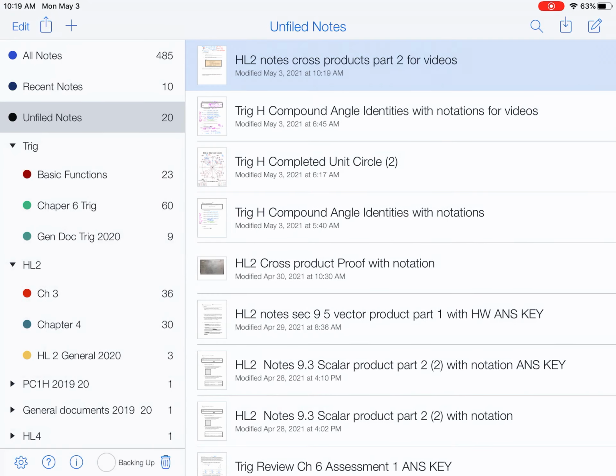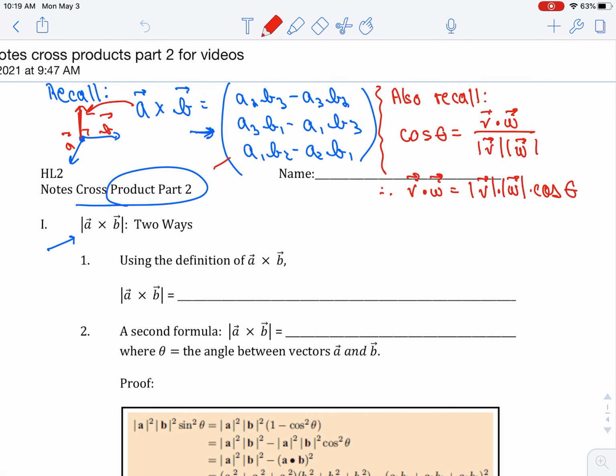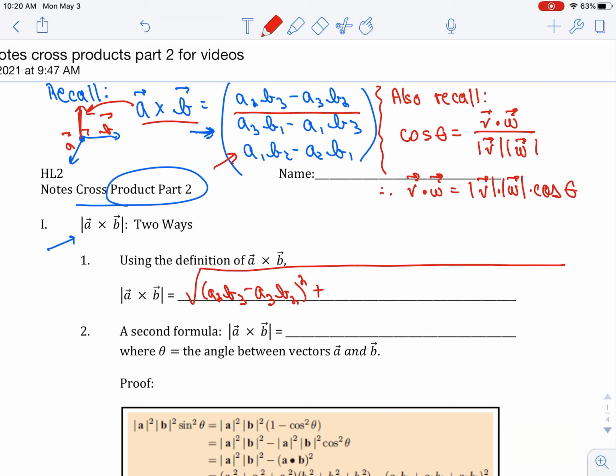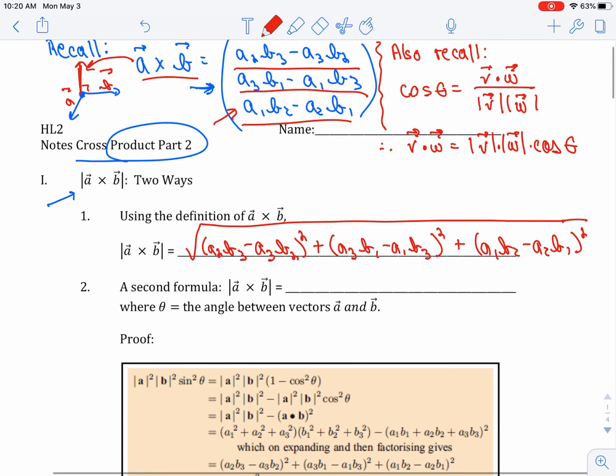Well, one way we can find magnitude is just going back to the definition of magnitude. We've got the component form of our cross product, and so the magnitude would just be the square root of, and then it would be this squared, so it's kind of a mess: (A sub 2 B sub 3 minus A sub 3 B sub 2) squared, plus (A sub 3 B sub 1 minus A sub 1 B sub 3) squared, plus (A sub 1 B sub 2 minus A sub 2 B sub 1) squared. So that would be one way that we could find that.